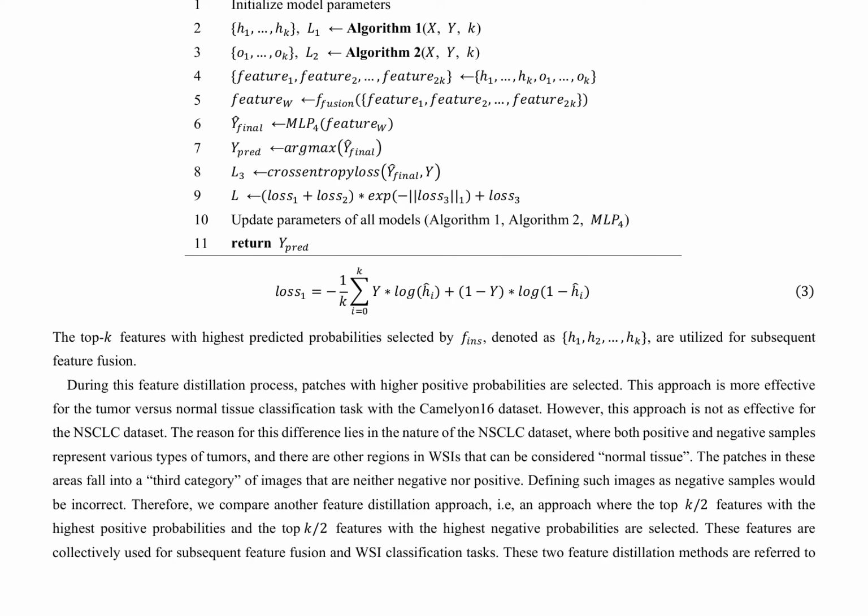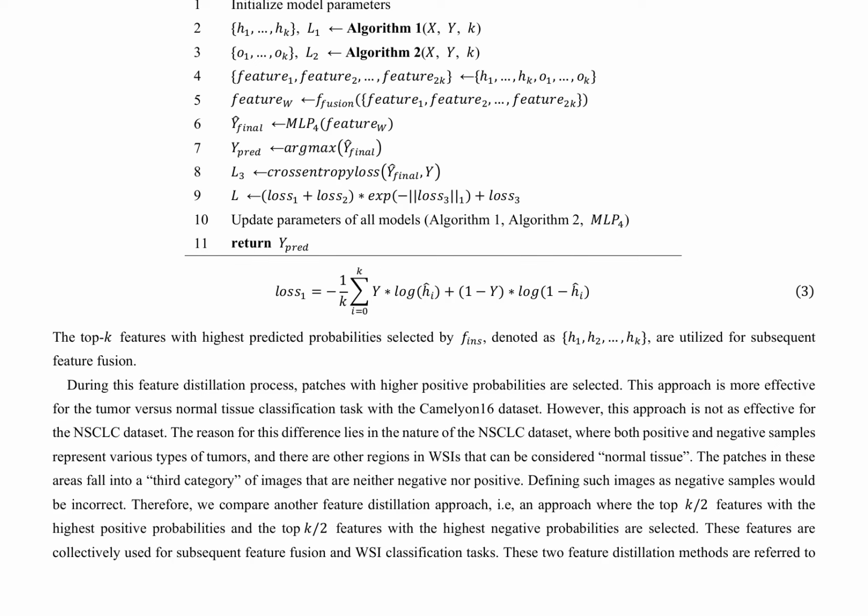Feature distillation is achieved through two different algorithms. Algorithm 1, which uses a max pooling strategy to select the top features with the highest probabilities, and Algorithm 2, which utilizes an attention network to weight the instance features based on their relevance. The top features with the highest attention scores are then selected for further processing.